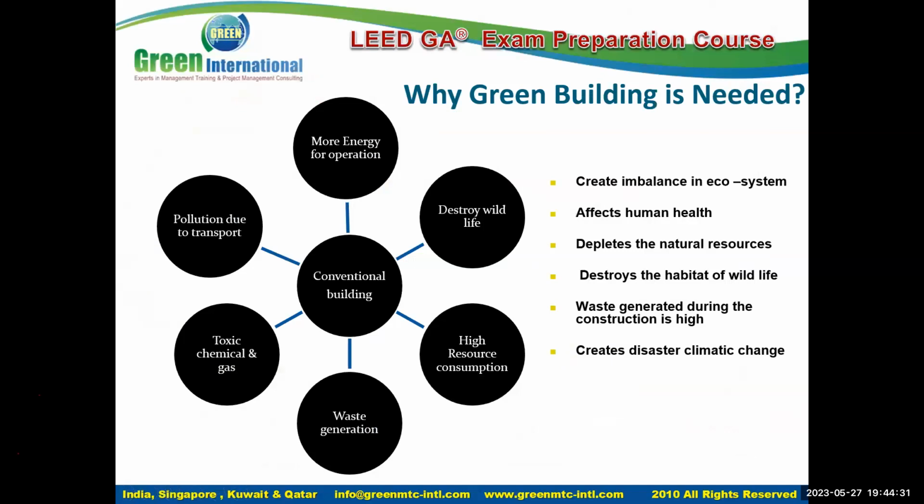Now, when we look at a conventional building, which is the regular buildings that we see today, what happens? You basically destroy a lot of wildlife. You have a lot more energy requirement because you need to operate. There's a lot of pollution. When you're trying to procure the materials from a different place, you use a lot of vehicles. There's a lot of construction waste. There's a lot of pollution due to construction that happens, which releases toxic chemicals and gases into the atmosphere. Like I mentioned, waste generation, high resource consumption. This continues as a cycle and it keeps depleting the resources that are available.